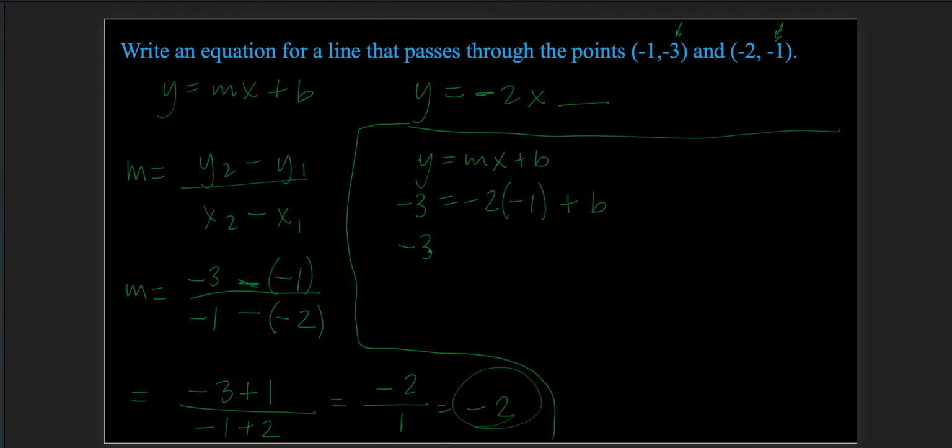So I simplify. So negative 3 equals 2 plus b. Now I need the 2 to go over to this side. So that's going to become negative 3 minus 2 equals b. And that's negative 5 equals b. So that's what goes in here. So the equation is actually y equals negative 2x minus 5. And that's how you find that. So if you need to review that, just replay the video.